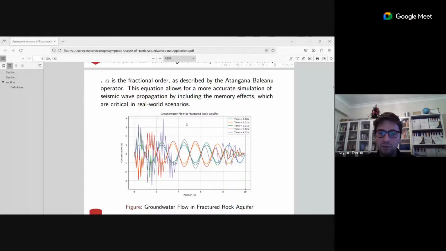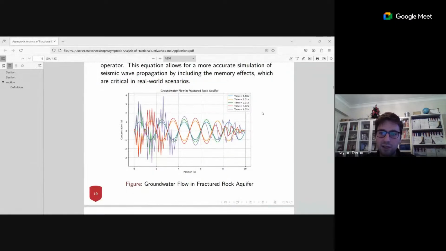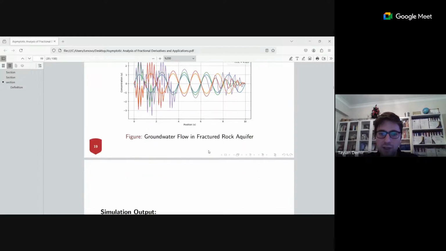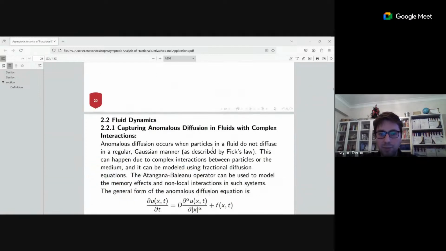Groundwater flow in fractured rock behavior simulation. But if we choose time equal to 0, 1.01, 2.01, 3.02, and 4.02, the graphical behavior is different according to time. And the simulation output is a plot showing the evolution of groundwater concentration over time.